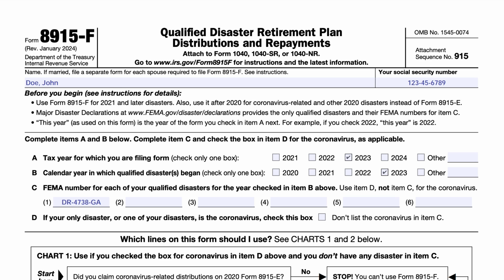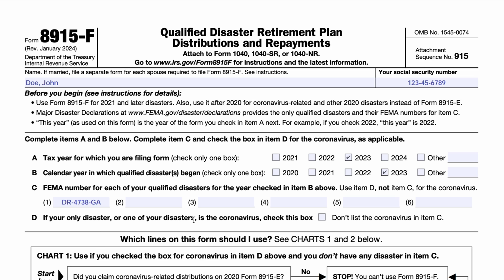The requirements are: for 2020 disasters other than the coronavirus, the distribution was made no later than June 24th of 2021. For disasters in 2021 and later, generally you have up until 179 days after either the disaster beginning date or the disaster declaration date, whichever one is later. So we'll walk through part of this.